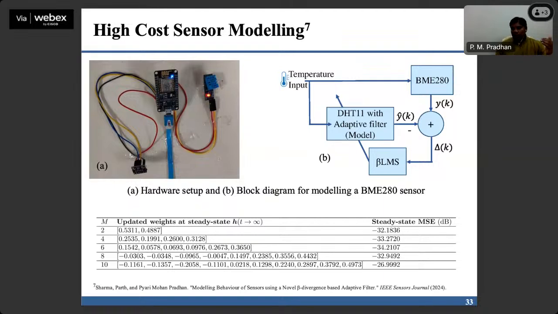If the adaptive filter has been tuned very well, then the DST11, which is a low cost sensor, along with the adaptive filter, will act as a high cost sensor. So any high cost sensor can be replaced by this low cost sensor plus adaptive filter block. That is how the hardware setup and the modeling have been done.